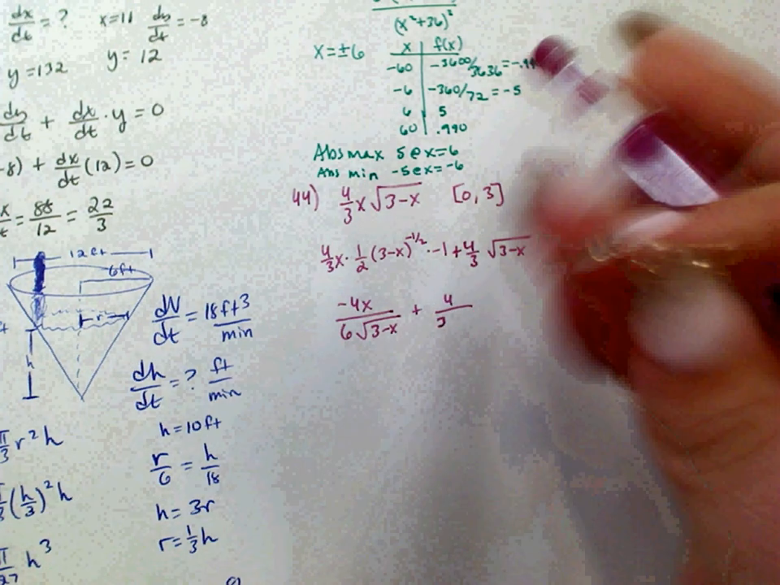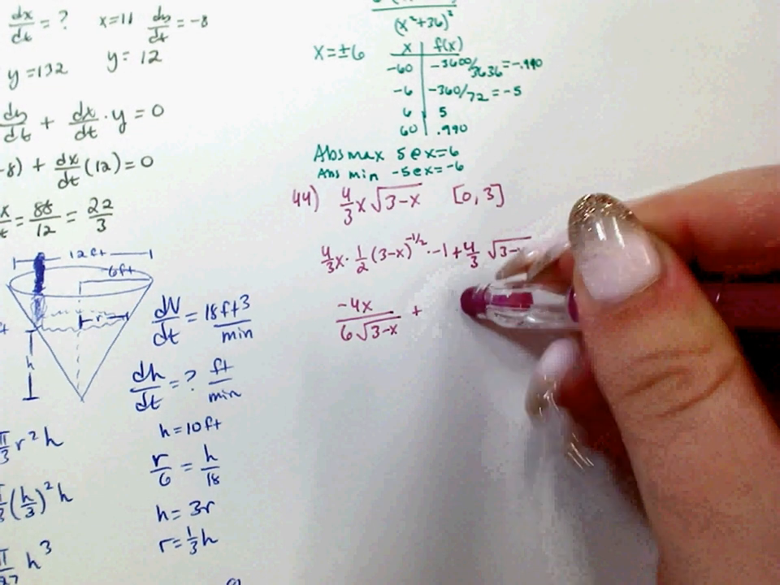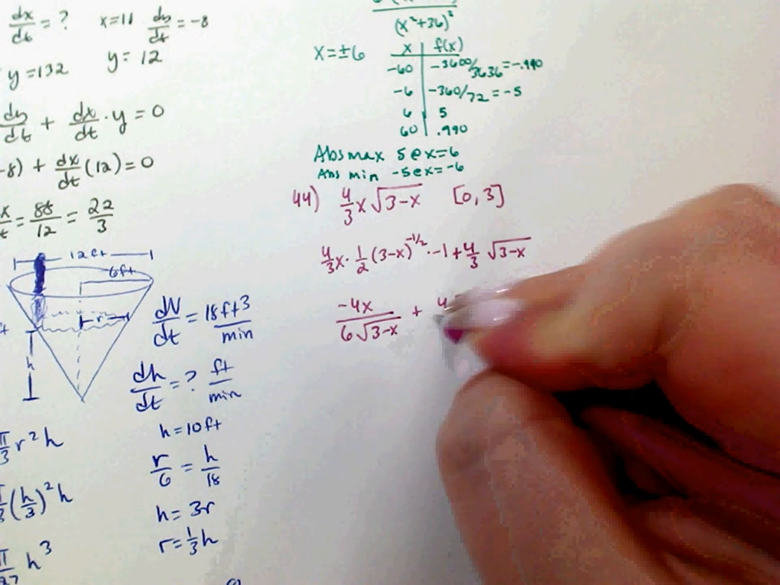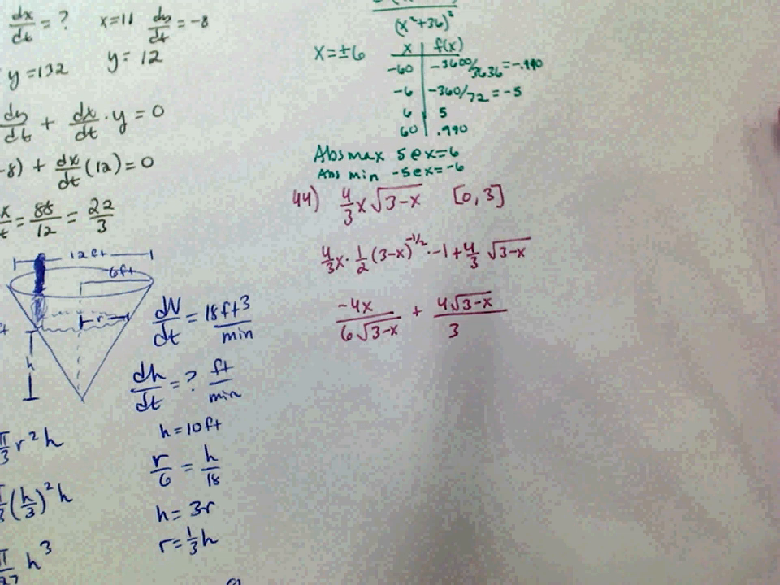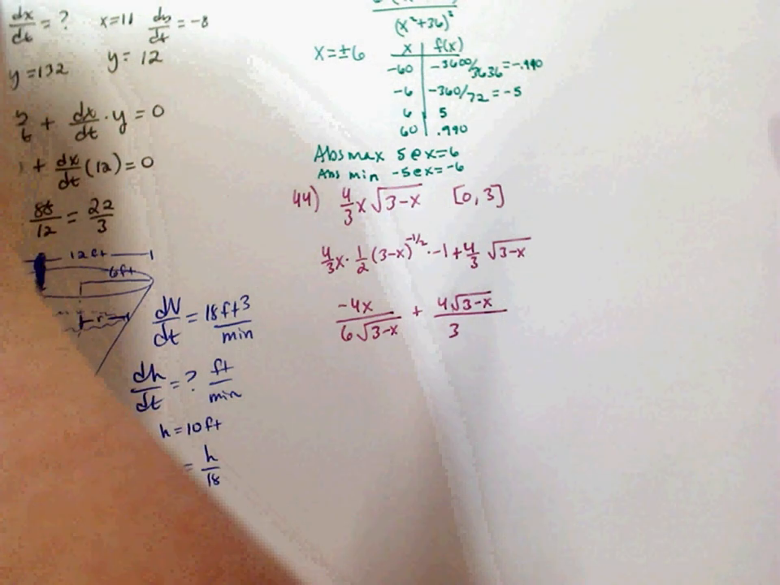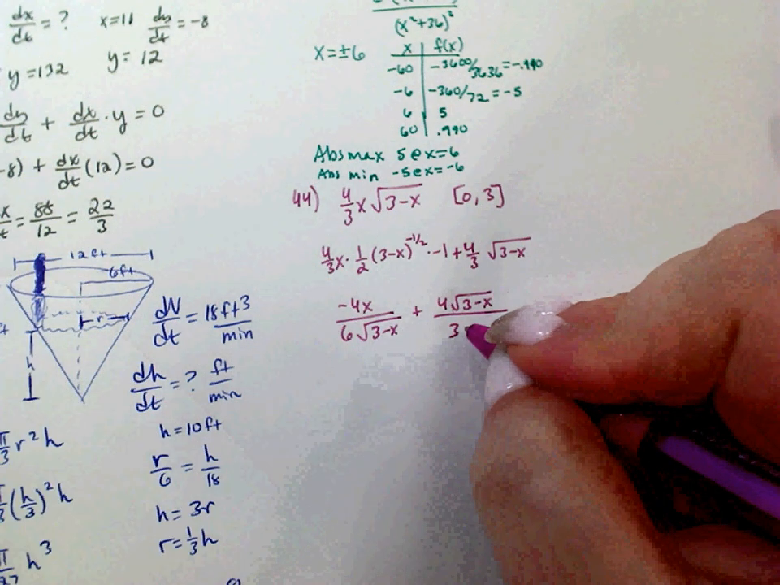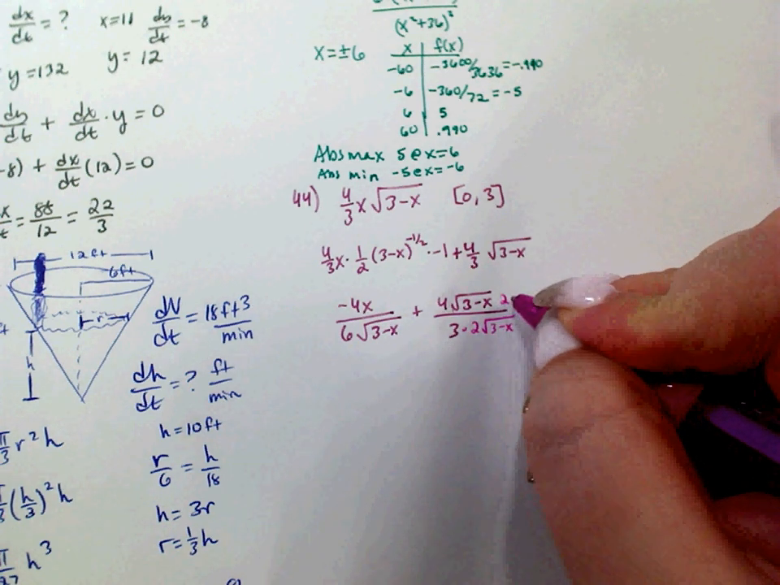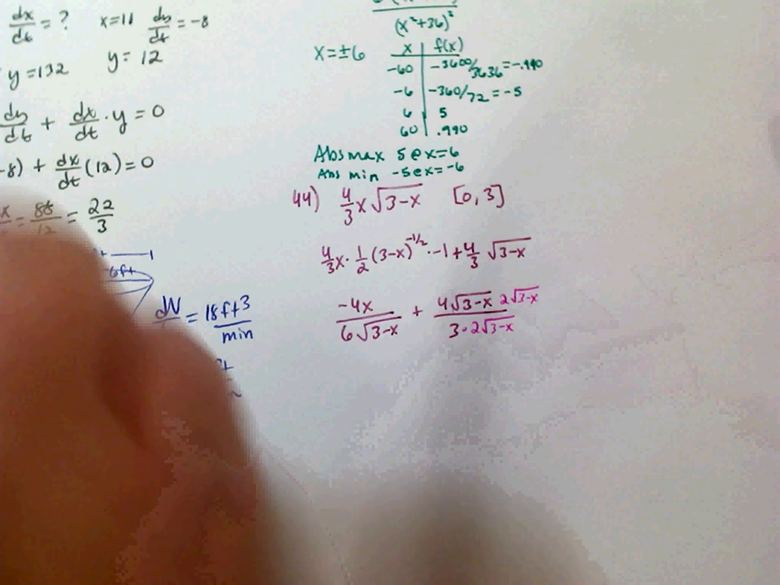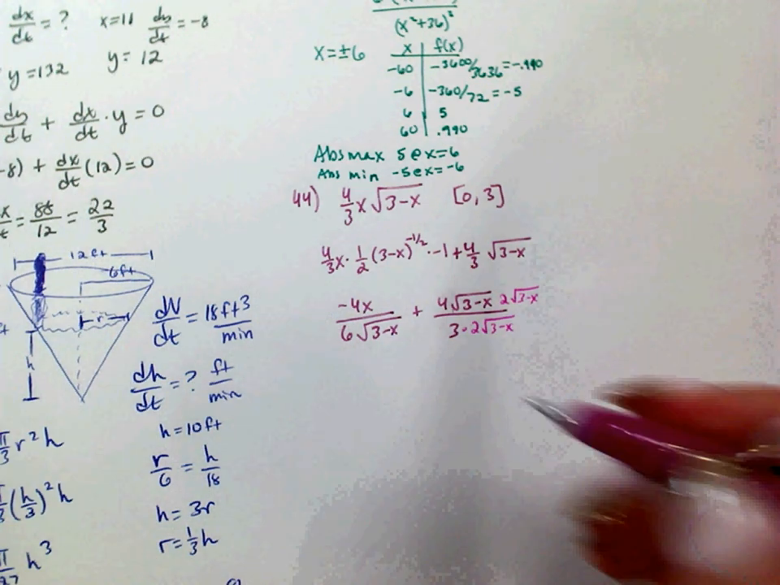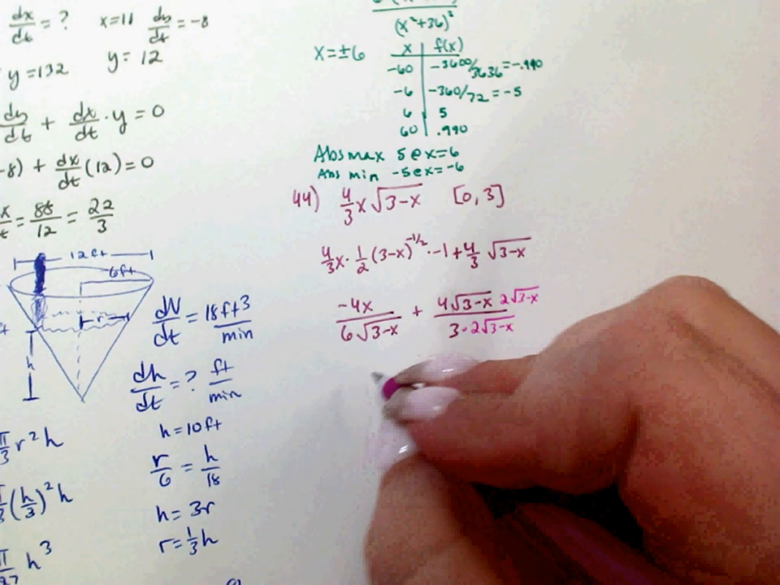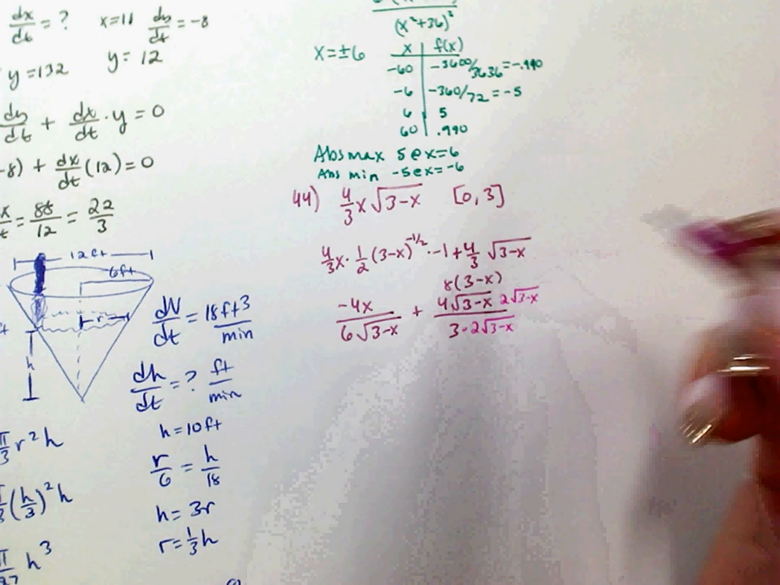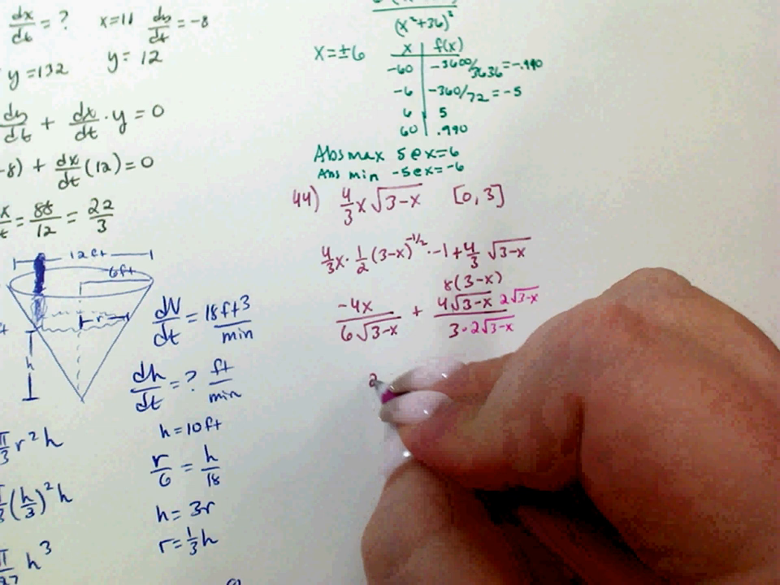4 square root of 3 minus x over 3. Common denominator is going to be 6 square root of 2 times the square root of 3 minus x, 2 times the square root of 3 minus x, and that will simplify down to 8 times 3 minus x, which is 24 minus 8x, so 24 minus 12x is the numerator, all over the common denominator, 6 square roots of 3 minus x.